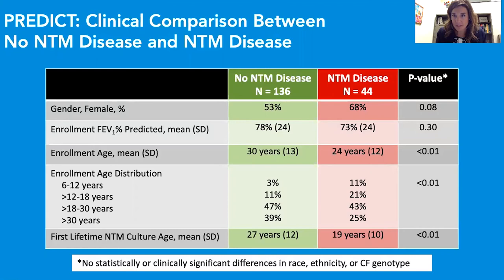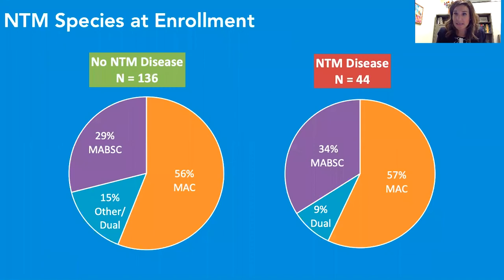I want to highlight that both groups of subjects without NTM disease and with NTM pulmonary disease have a similar distribution of NTM species. So in both groups, about a third have abscessus, half to two-thirds have MAC, and the remainder have other species or dual infection. And then among those with abscessus, the majority have Mycobacterium abscessus, subspecies abscessus. About a third have massiliense, and then there's just one subject enrolled with bolletii at this time.